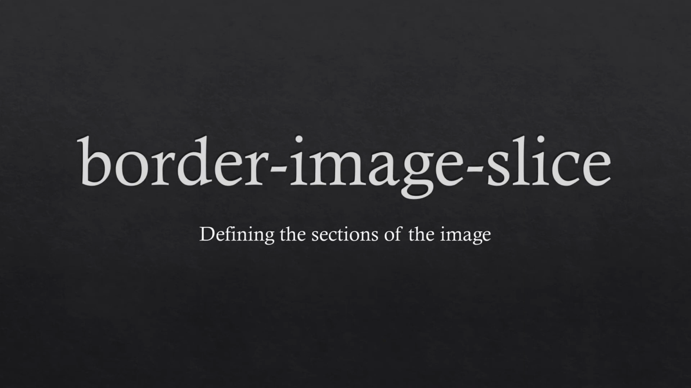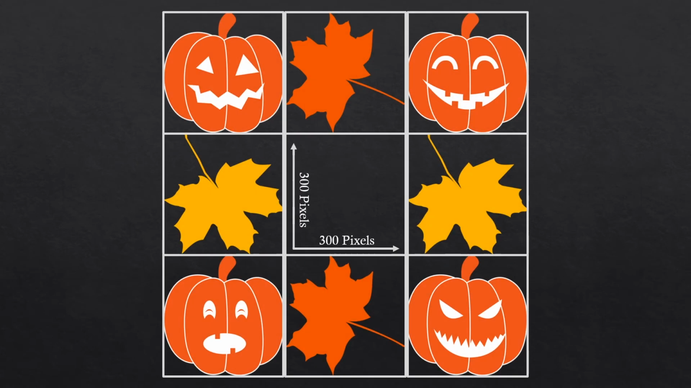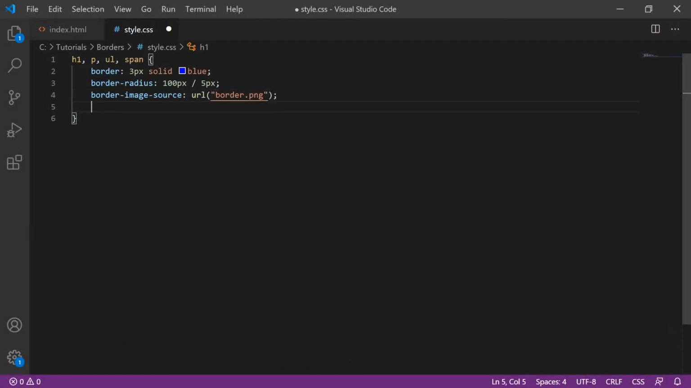Now we have to tell CSS how big the individual parts are for our border in the image file. To do that, we will use the border-image-slice property. In our case, all 9 regions in the image file are squares of the same size. They are exactly 300 by 300 pixels. This makes the assignment very easy, because then we only have to add the border-image-slice property and specify 300 as value.